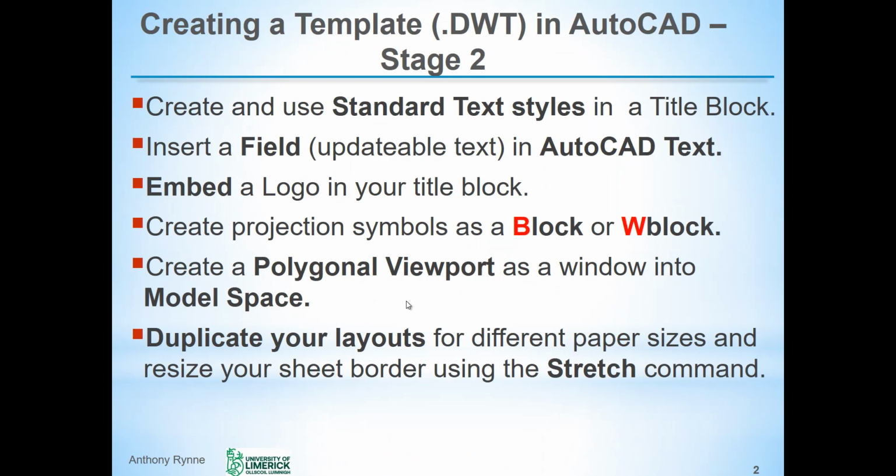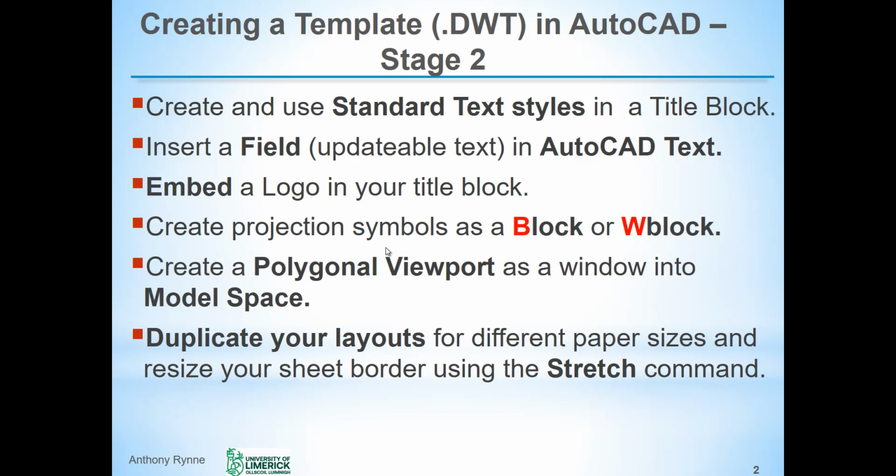So a quick overview of what you're going to see in this video. As I said already, we'll show you how to create standard text styles which go on our paper. We'll create a special type of text called a field, which is text that updates as required, such as in the file name of your drawing. We'll show you how to embed a logo in your title block.